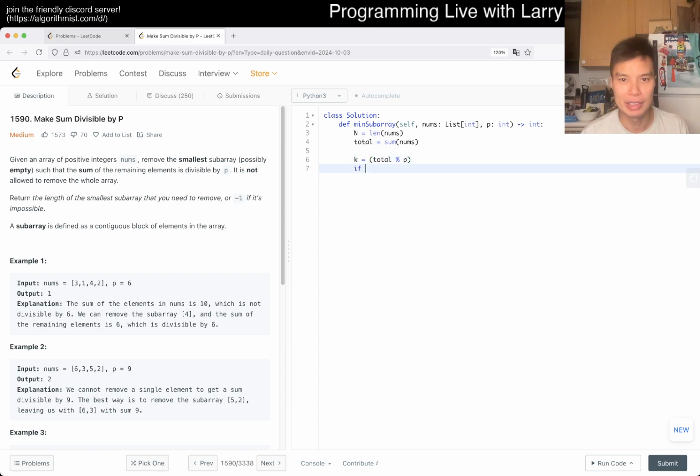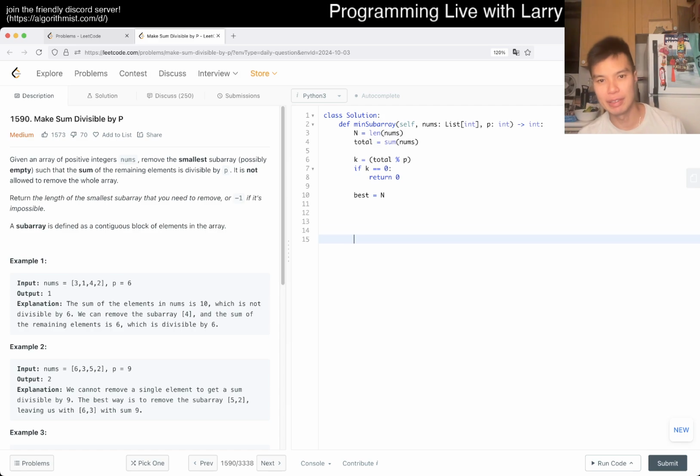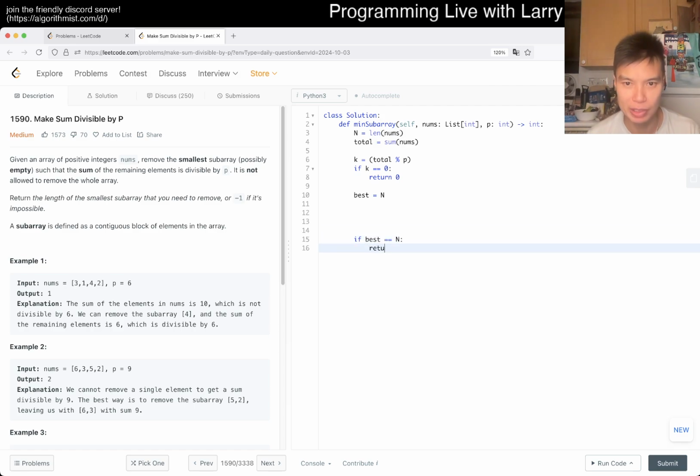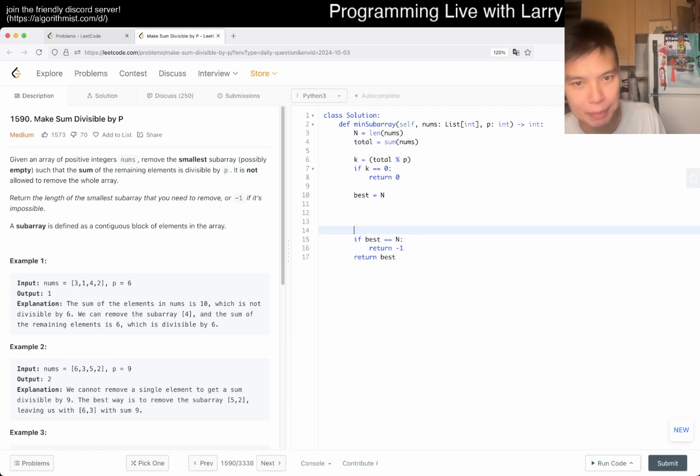So then if k is equal to 0, then we're already done. So then we return 0, just so that we don't have to handle it. But otherwise, now for each index, we're trying to figure out, okay, how far do we go back to delete in the best way, right? So best is equal to n minus 1. Oh, actually, I guess n. So then if best is equal to n, we can return -1 because it's not possible. Otherwise, we return best at the end, right?